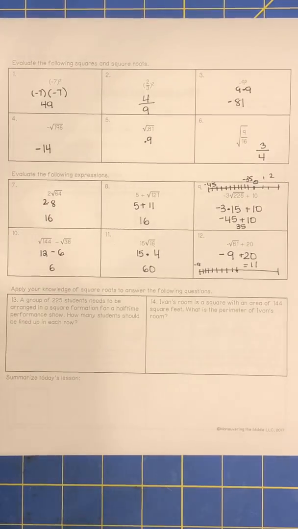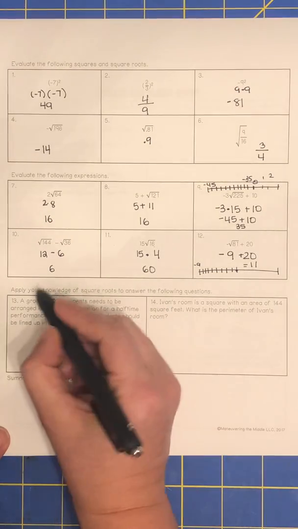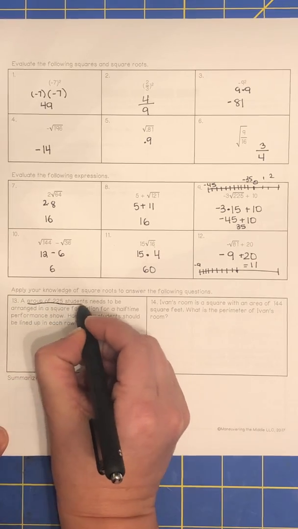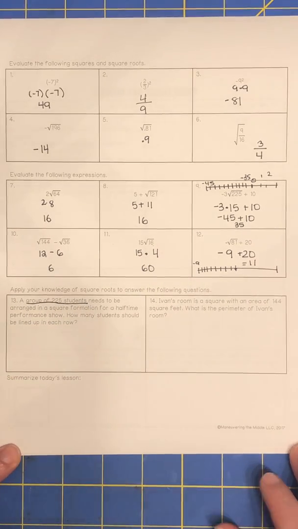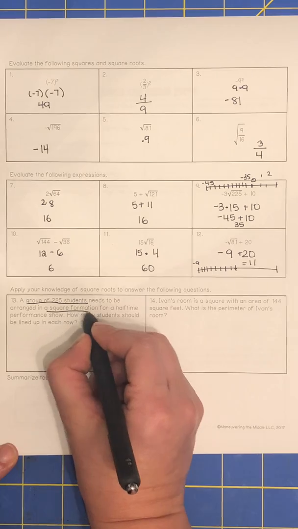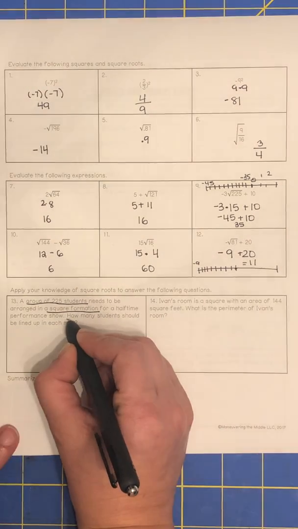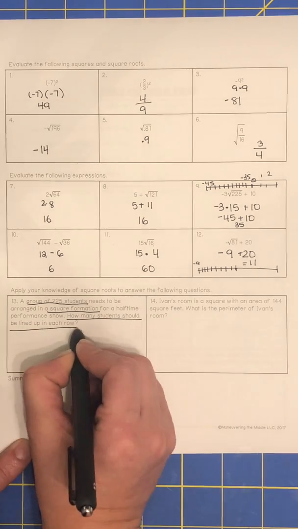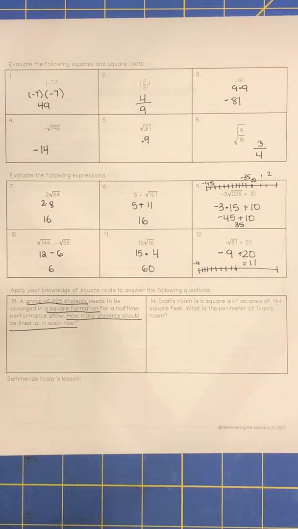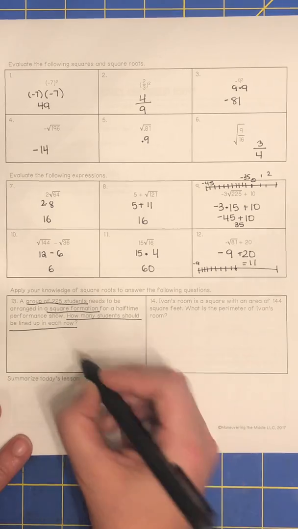So there's some key information that they give us here, and what I teach my students is to always underline the important pieces of information here that tell us what we're doing. So I see two important pieces of information here. I see a group of 225 students, and they're saying that they have to be in a square formation. So in order to figure out how many students should be lined up in each row, I need to figure out the square root of 225.